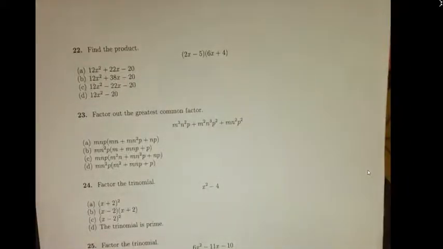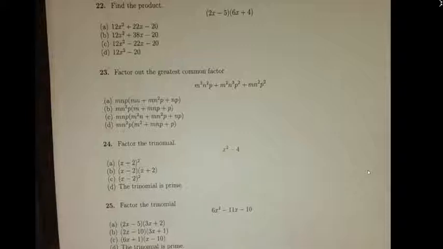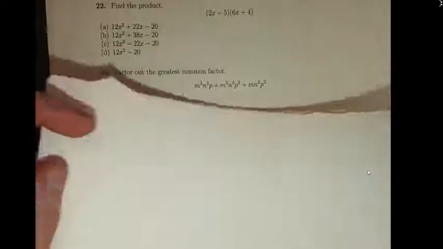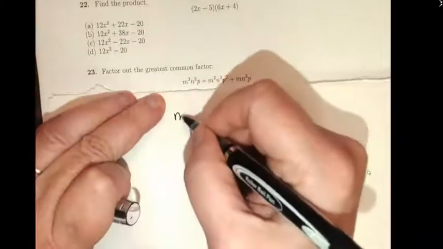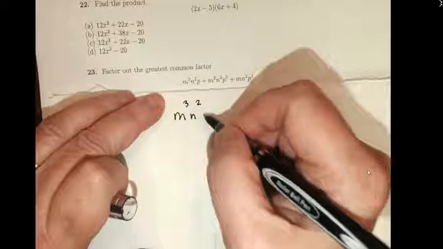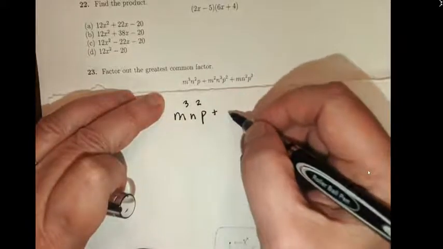So C. All right, now we're told to factor out the greatest common factor. Okay, so let's see how we do this one. Let me write it down a little bit bigger in the black ink because I don't think this shows up so great in the video.